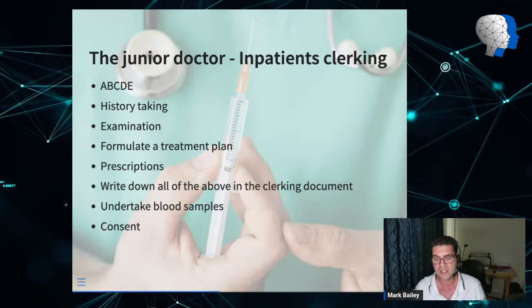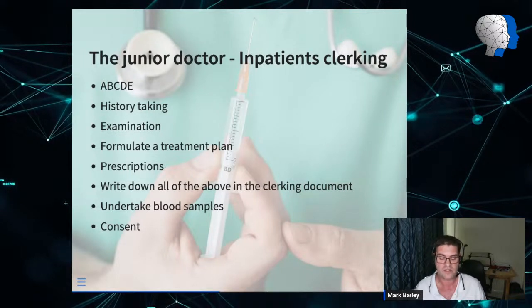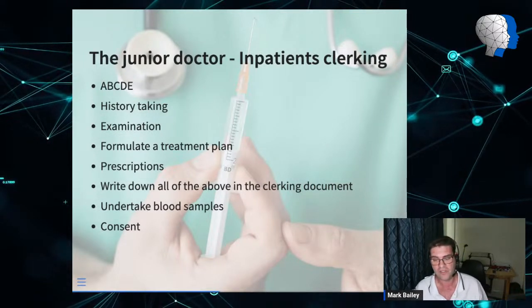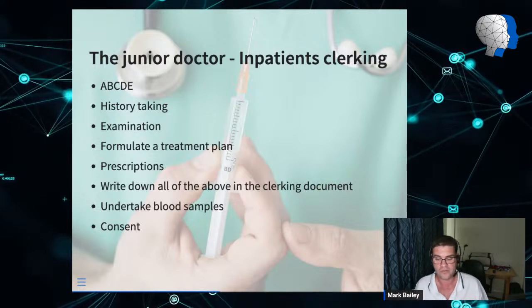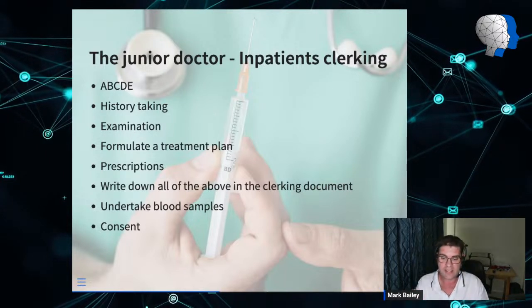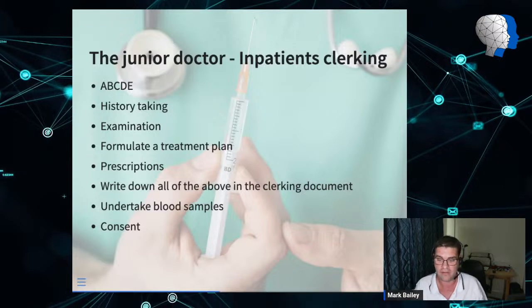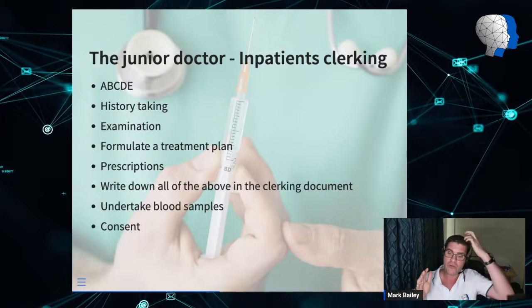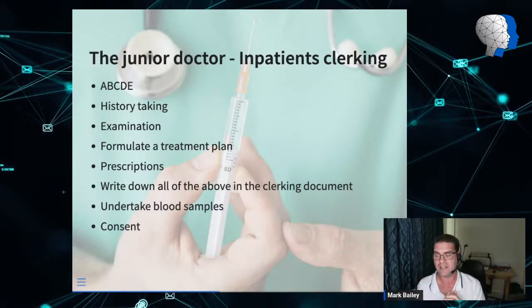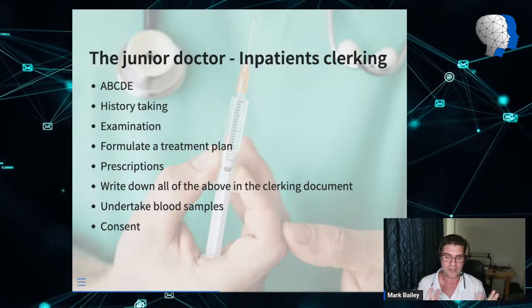So this is emergency admission. Patients that come in with a bad cough, chest pain, whatever it is. Now, we will get taught A, B, C, D, E: airway, breathing, circulation, disability, and exposure. So basically looking at the patient, making sure they're in a fit state, and sorting out any problems with their airway, breathing, and so on.